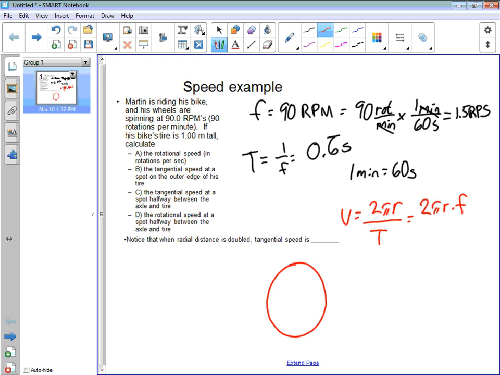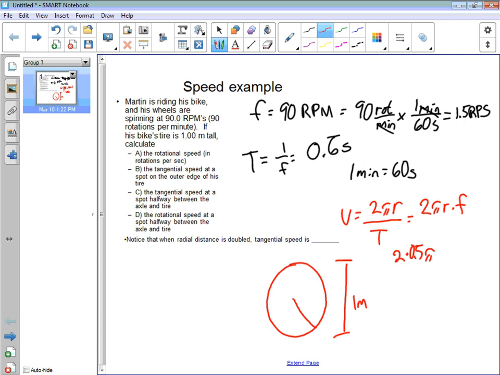To make sure that we understand what we're talking about, though, this is 1 meter. So we want to use 1 meter? No. Okay, so 0.5 meters. 2 times 0.5 is 1, and then times pi, yeah? And then either multiply by 1.5 or divide by 0.6.